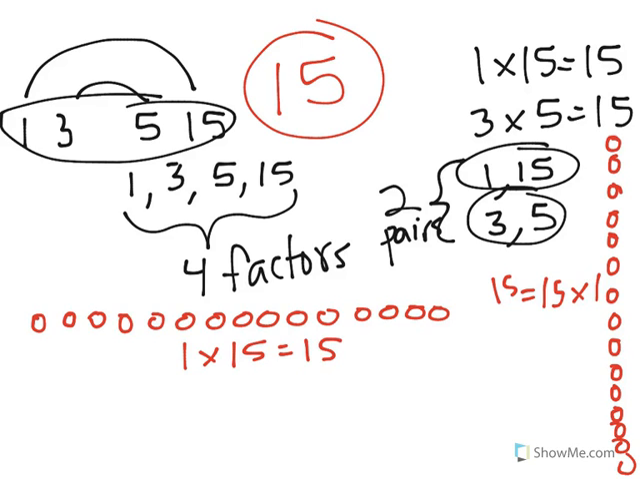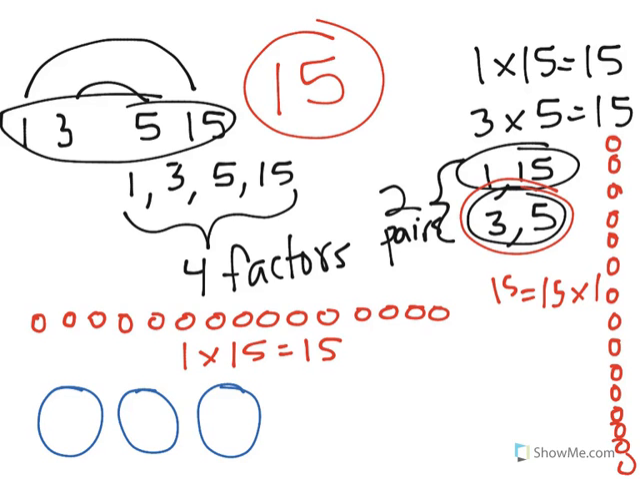Okay. Then our other factor pair was 3 and 5. So I'm going to show this using an equal groups model. We say this has 3 groups of 5, so I can go ahead and make my 3 groups with 5 in each group. Three groups of 5 is the same as 15. Okay, and then using the commutative property, 5 groups of 3.